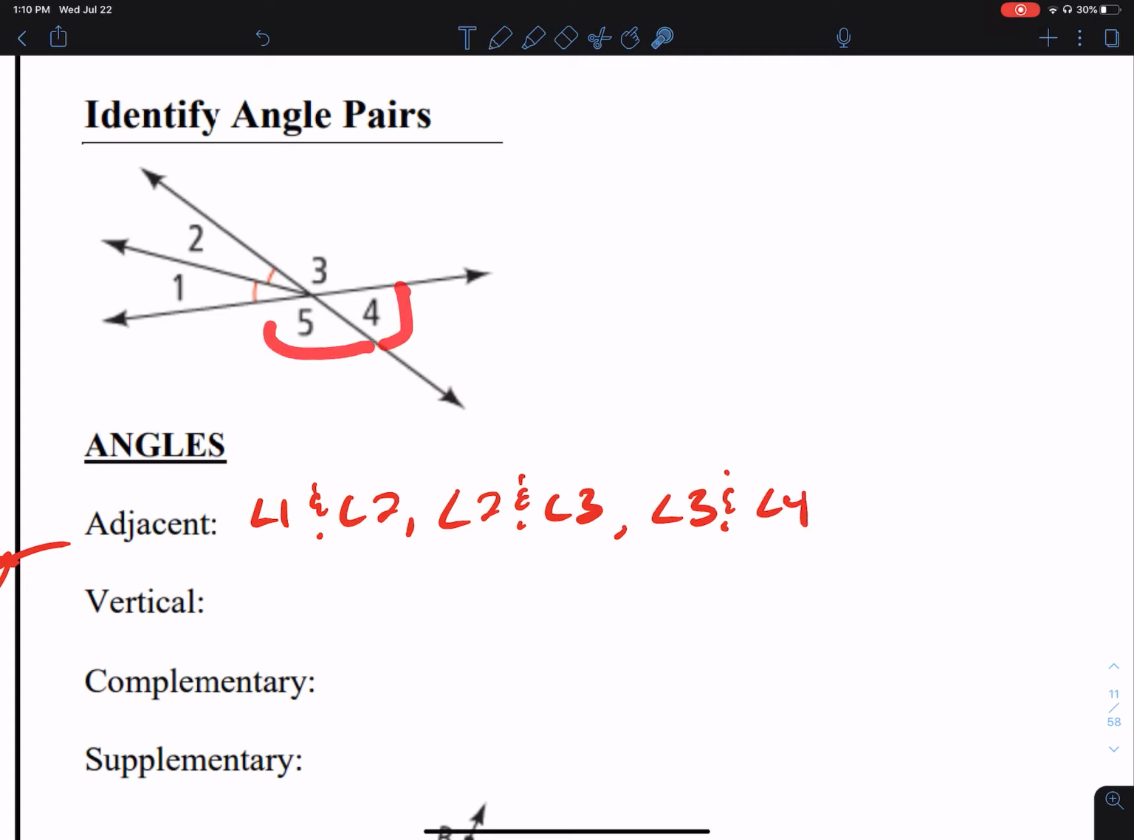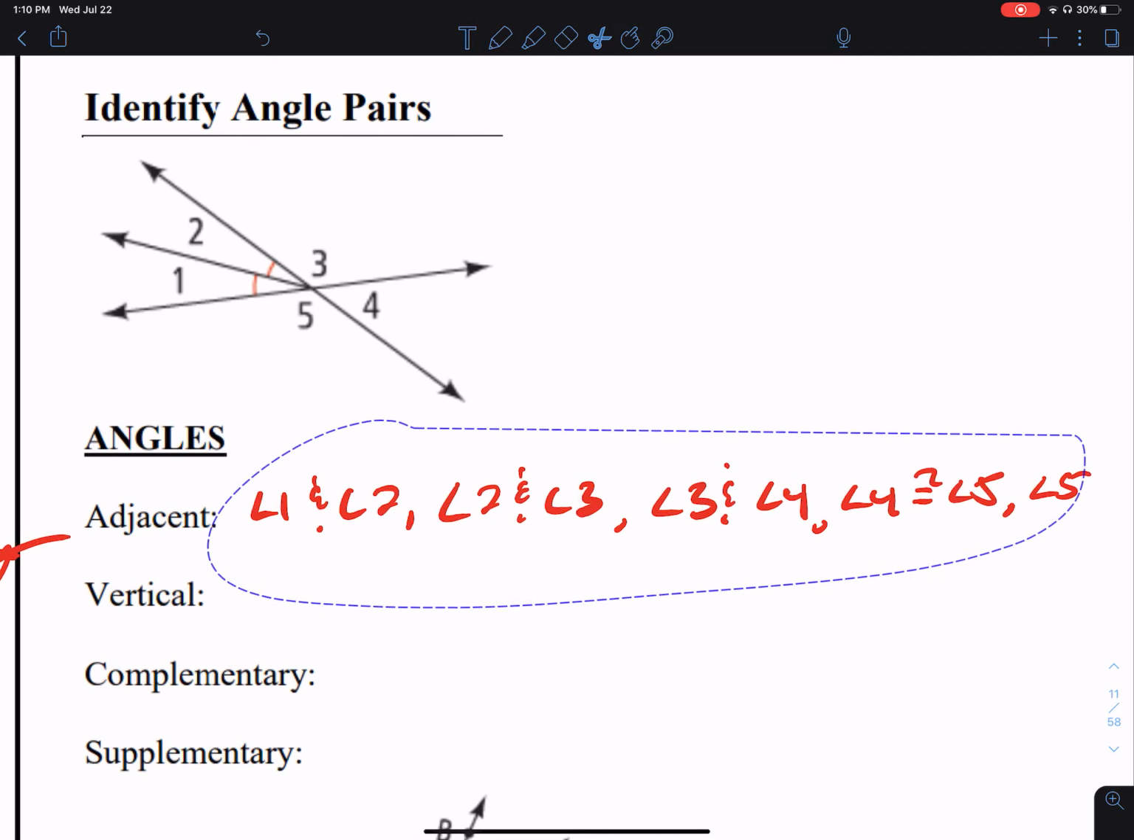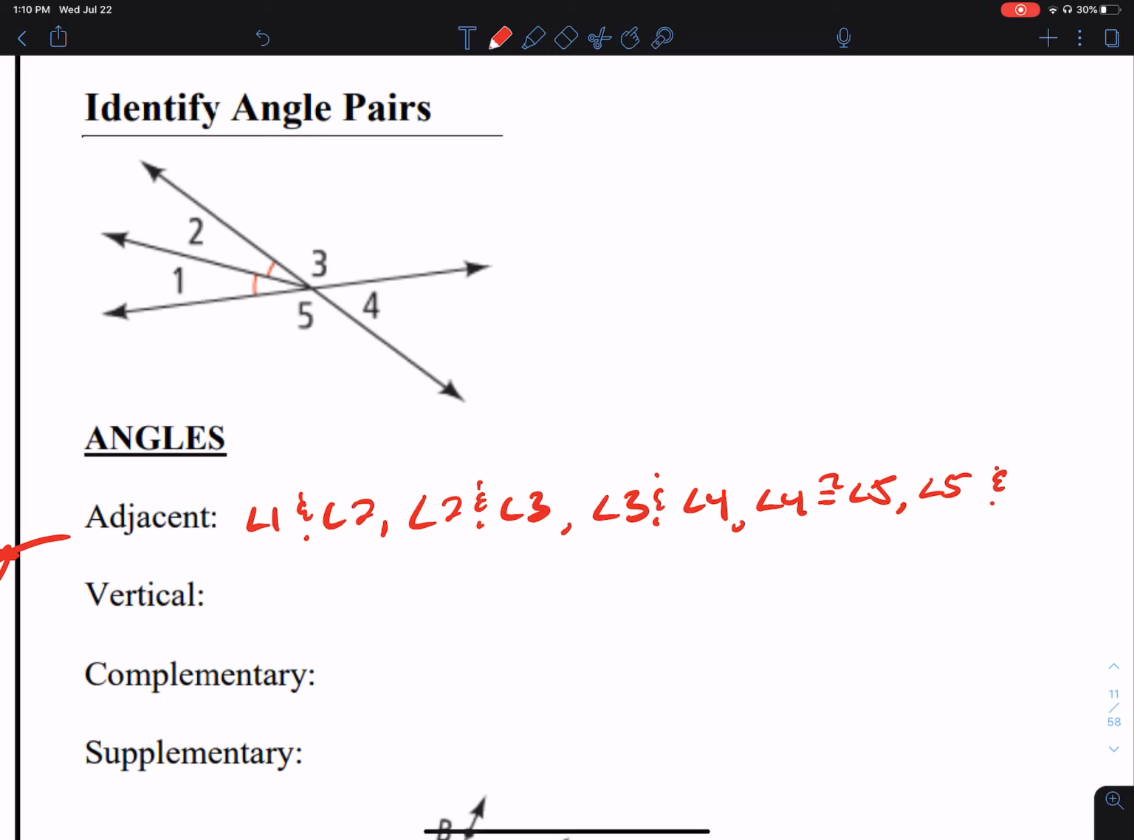We could say 4 and 5 are adjacent. We could say 5 and 1 are adjacent. Starting to write a little large. I wrote congruent here, I apologize. That should be an and symbol.